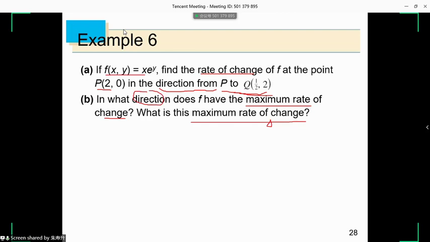Okay, can you do it? No, sir. Can you show us? So first, find the rate of change. What's the rate of change? This means finding the directional derivative. Do you still remember the formula for the directional derivative? It equals the gradient of f dot product u. So first you have to find the gradient of f, then you have to find the unit vector u. Can you try to find these two?